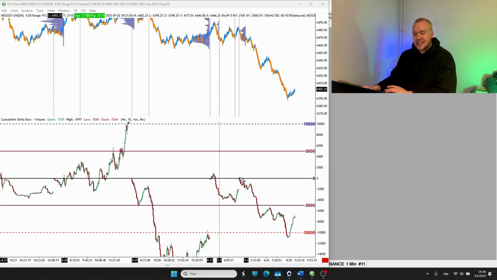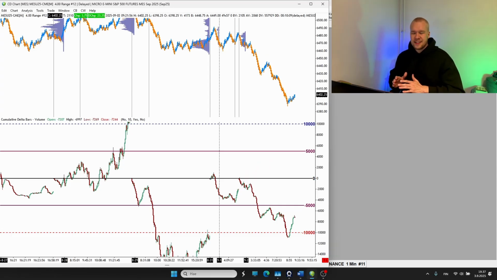So when price is staying somewhere in between 0 and 5,000 delta, we're still talking about not that strong of a delta, and this can be a very important context when it comes to placing a trade. So let's now talk about what the cumulative delta can be used for.